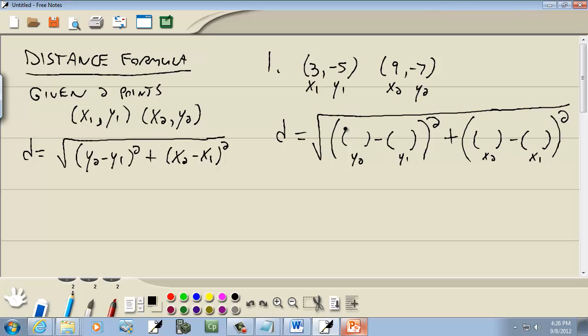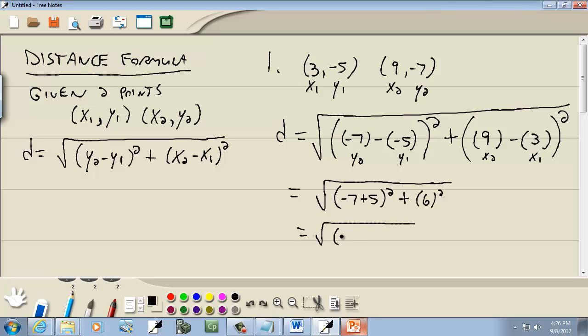You'll find you'll make fewer mistakes sign-wise if you put parentheses in before you plug in your variables. Doesn't eliminate it completely, but it helps. y2 we said was negative 7, y1 is negative 5, x2 is 9, and x1 is 3. Well, my first set of parentheses here, we got negative parentheses negative, that becomes a positive, so we got negative 7 plus 5 squared, plus 9 minus 3 gives us 6 squared.